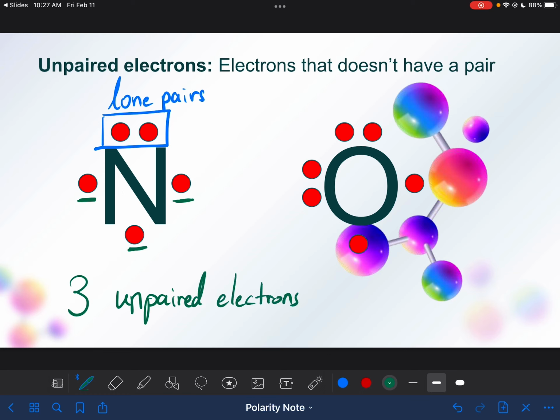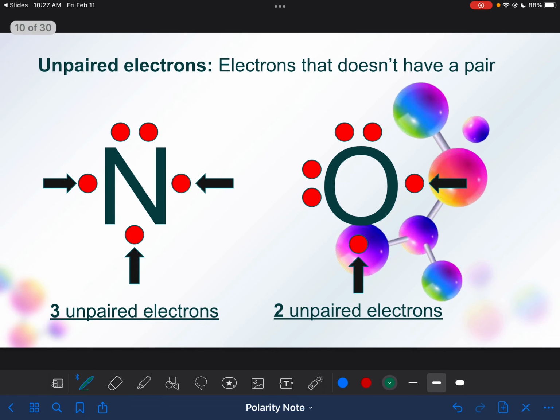Then how about oxygen? Try it on your own. Okay, oxygen has 1, 2, and that is all. 2 unpaired electrons. I hope this is pretty simple for you to understand. So just make sure to review these before moving on to the next part. If I show you the answer, where the arrow is pointing, those are the unpaired electrons.